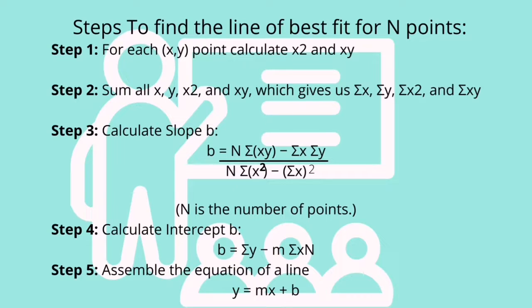N stands for the number of points. Step 4. Calculate the intercept b using the formula b is equal to the sum of y minus m multiplied by the sum of x, divided by n. Step 5. Assemble the equation of a line using the formula y is equal to mx plus b.